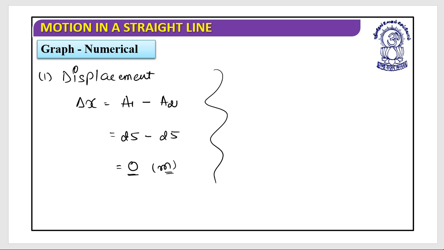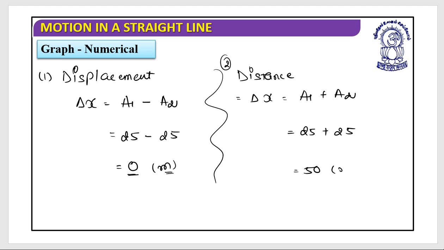Now what about the distance? This was the second question. Distance should be equal to A1 plus A2. Area 1 has a value of 25, area 2 has a value of 25, so this would be 50 meter. Yes, this is the 50 meter.